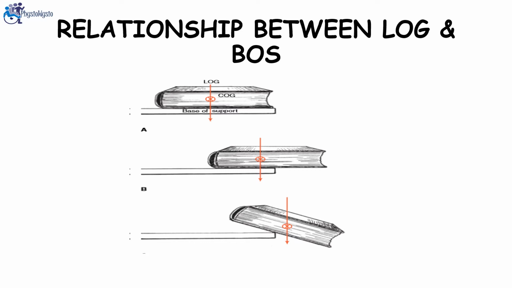In this picture, you can notice the relationship between center of gravity and base of support. In figure A, the book is in a very stable position because its center of gravity is in the middle of the base of support. Whereas if you look at figure B, the book looks less stable. This is because its center of gravity is near the edge of the base of support. Now have a look at figure C. The book is unstable and will fall because its center of gravity is beyond its base of support.